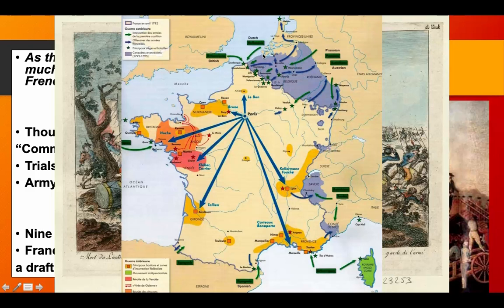So the point being is that this era is not just a revolution in France of people against their nobles, it's also an era of Europeans trying to force France to continue being a monarchy, which means it's a civil war and a bunch of other wars at the same time. Okay?